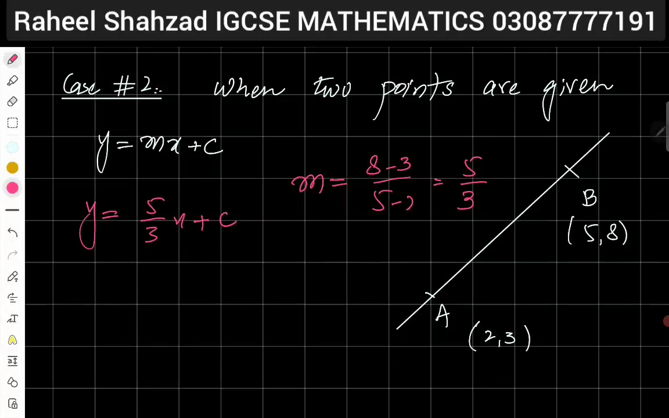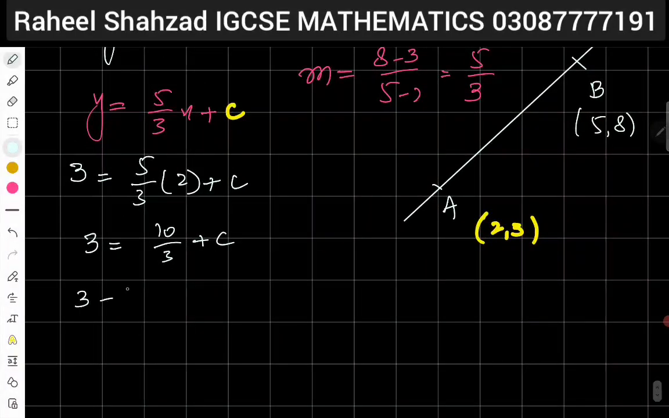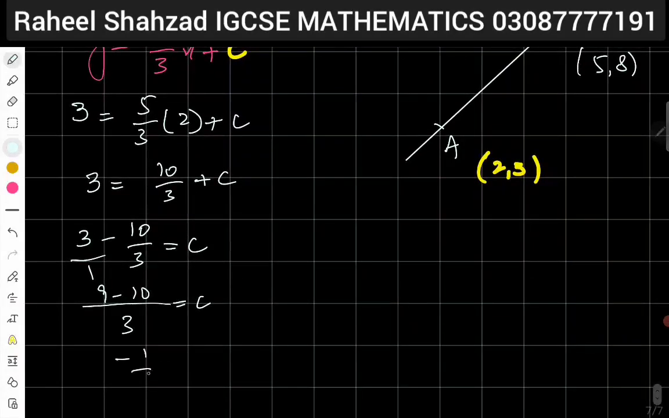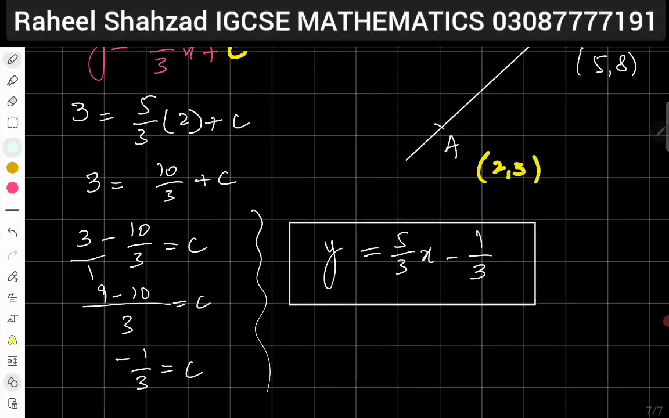Now it's totally up to you which point you want to use for finding value of this c. So let's use point A. So that is going to be 3 is equal to 5 by 3 into 2 plus c. 3 is equal to 10 by 3 plus c, and then we have 3 minus 10 by 3 is equal to c. We take LCM, that is equal to 3. 9 minus 10, so that is equal to minus 1 divided by 3, that is equal to value of c. So equation would be y equals to 5 by 3x minus 1 divided by 3. So this is your equation of straight line if 2 points are given.